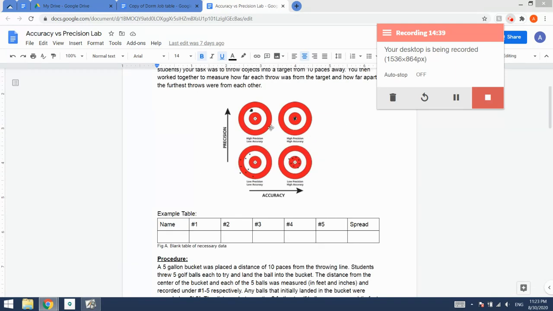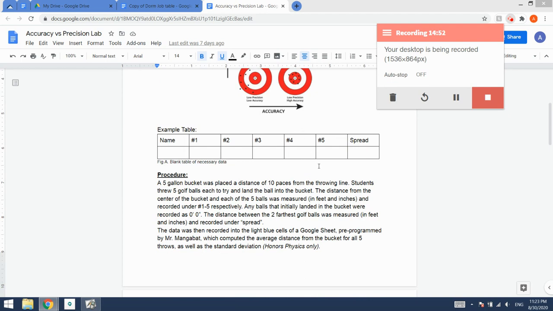So here's a little overview: low accuracy, high precision; low precision, low accuracy; low precision, high accuracy; and high precision, high accuracy. For now, I took the time to write the procedure in terms of what's going to be going on, but for your classes, we're going to transition over at some point later in the semester to where you are going to be the ones making the procedure.